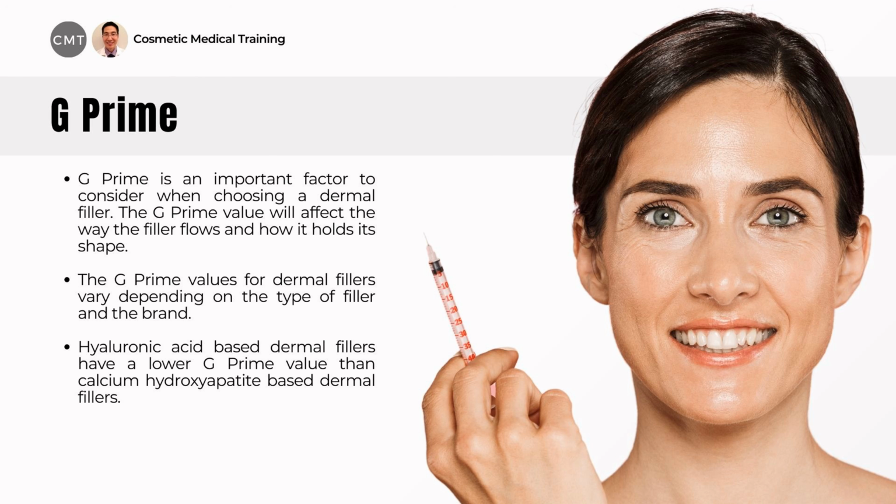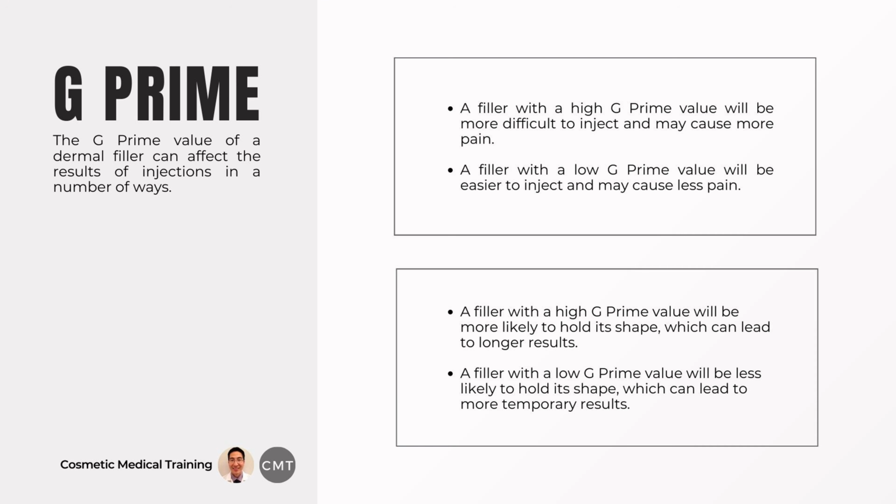The G' value for dermal fillers varies depending on the type of filler and the brand. In general, hyaluronic acid-based dermal fillers have a lower G' than calcium hydroxyapatite-based dermal fillers. The G' value of a dermal filler can affect the results of injections in a number of ways. For example, a filler with high G' value will be more difficult to inject and may cause more pain. Conversely, a filler with low G' value will be easier to inject and may cause less pain.